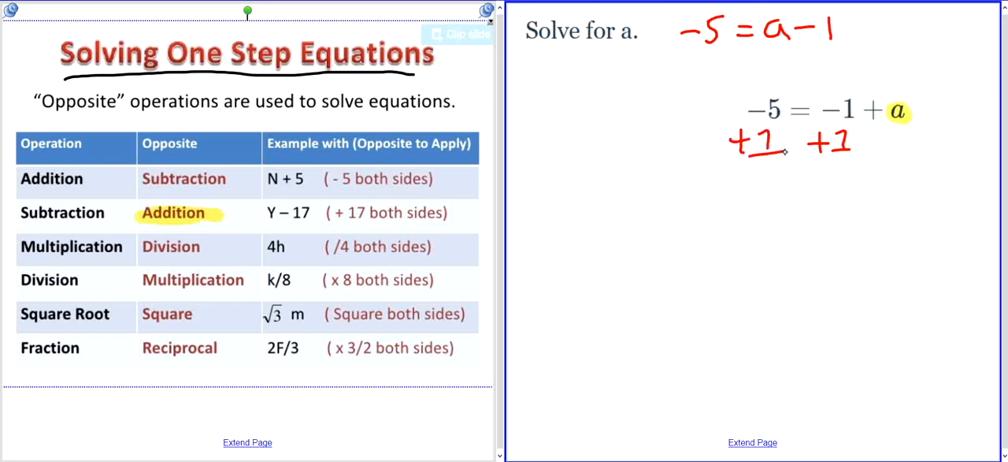That's going to leave us, if it helps to draw a line right here, do that. So negative 1 plus 1 is going to be 0. Draw a line here. Bring down the a. Negative 5 plus 1 is going to be different signs. Find the difference. Negative 4.